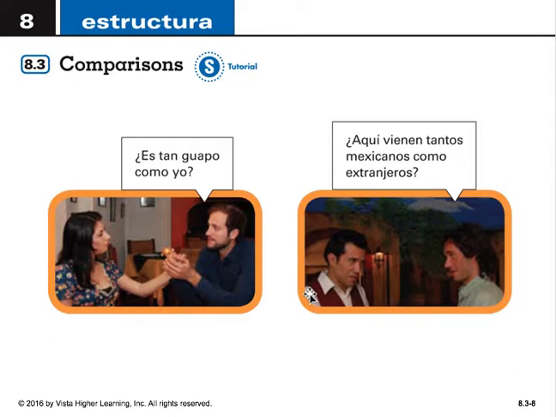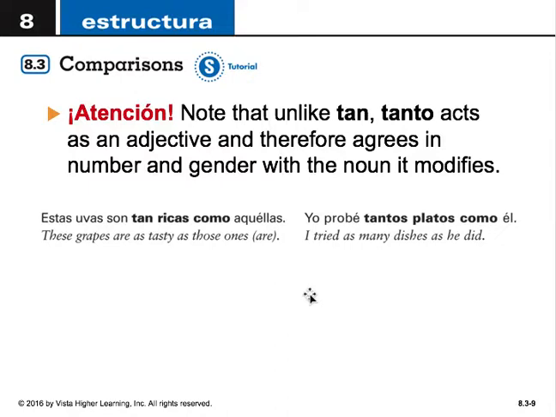¿Es tan guapo como yo? Is he as handsome as I am? Aquí vienen tantos mexicanos como extranjeros. Do as many Mexican people come here as foreigners? Note that unlike tan, tanto acts as an adjective and therefore agrees in number and gender with the noun it modifies, or as I said earlier, has concordancia.